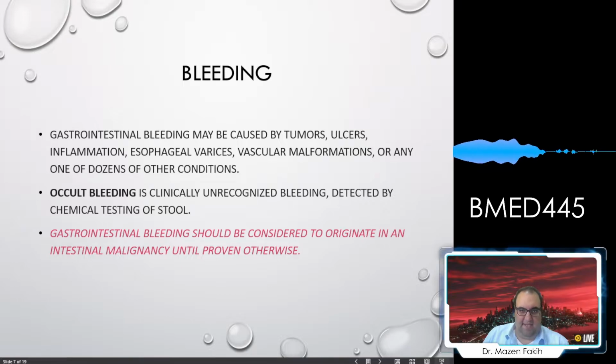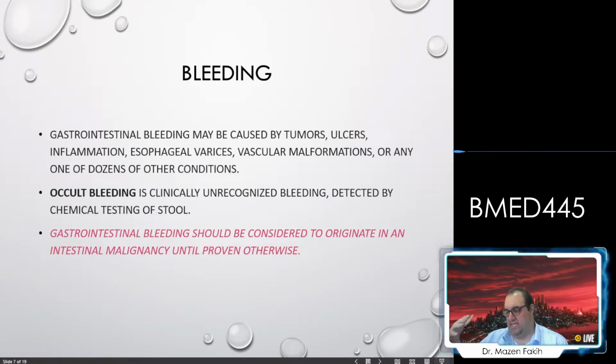Now, gastrointestinal bleeding can be caused by tumors, ulcers, inflammation, esophageal varices, vascular malformations, or several other conditions. And you should always think, if we have gastrointestinal bleeding, of a malignancy until you can prove otherwise. You should always do the full workup thinking that it is cancer, and then when we prove that it is not cancer, we can start looking for any other reasons.